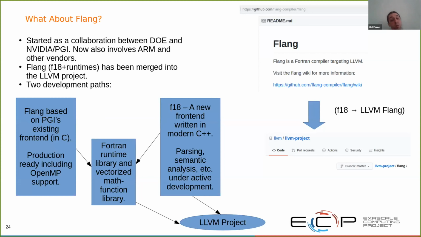There's an older version of Flang, which is still actively maintained and is based on PGI's front end. This is a production quality Fortran compiler for CPUs, including OpenMP support. And there's also a new front end being written, which was called F18, which has now been merged into the LLVM project itself as Flang. And this is written in modern C++ and is under active development. This is LLVM's official Fortran front end.